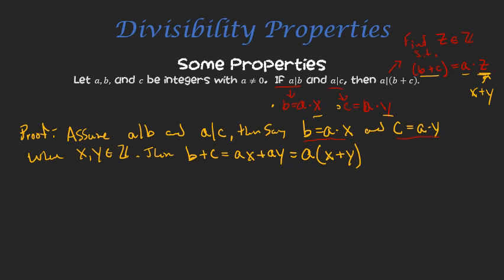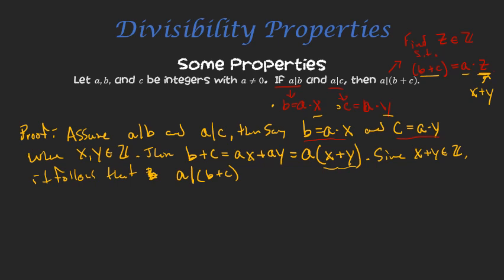That's that other integer. And it should be clear that x plus y is an integer because x and y are both integers. So I'll say, since x plus y is an integer, it follows that a divides b plus c, since we have b plus c written as some integer, x plus y, times a. And that's the proof. So it's not that bad.